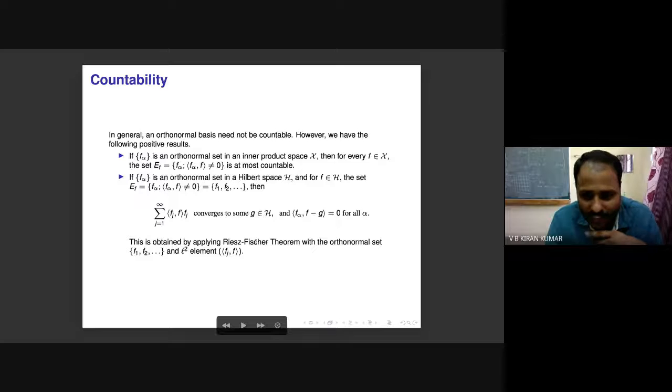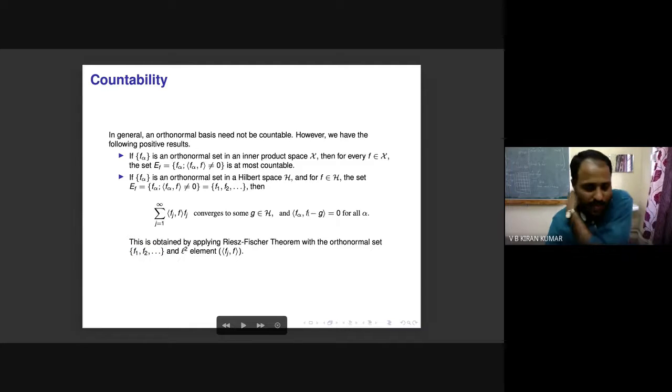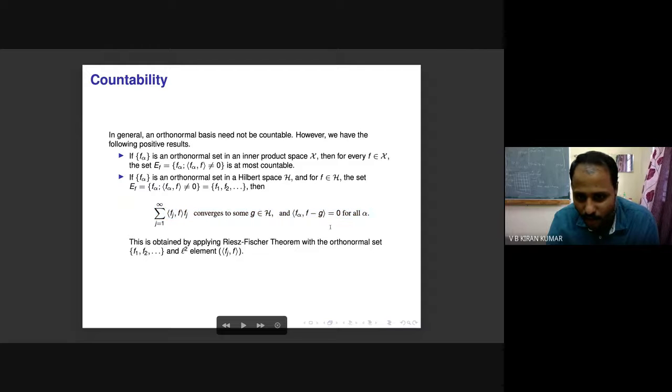So this infinite series converges to some G with the property that the inner products of f_alpha with F and f_alpha with G are the same for all alpha. That is simply obtained by applying the Riesz-Fischer theorem to this orthonormal set and the L2 elements. This is something which we have seen just now, right? Is this result okay to all of you? Any question?